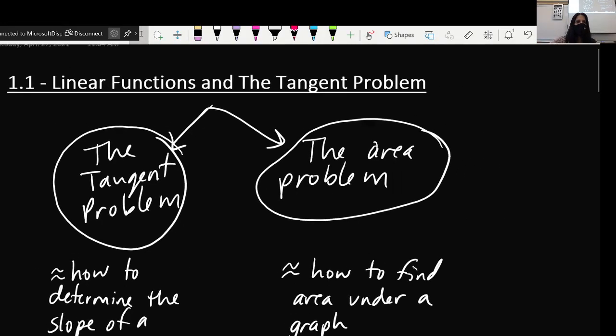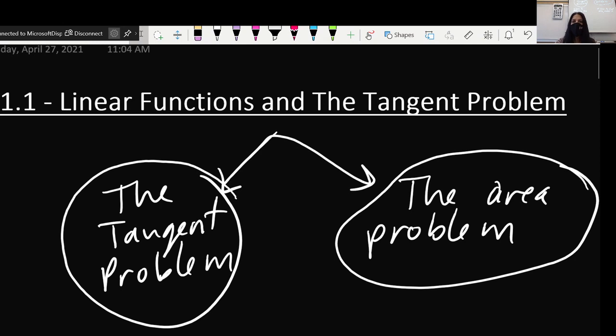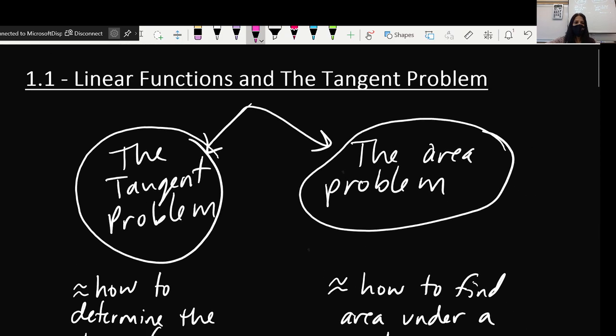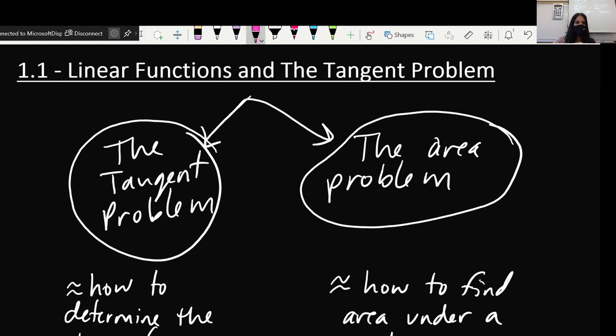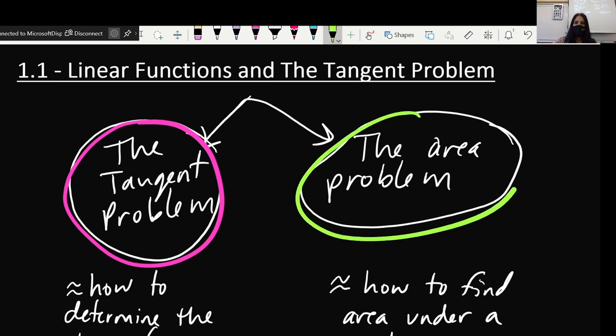We are doing 1.1, which is linear functions and the tangent problem. So basically, just to simplify this a little bit, there's two different things that we could look at when we're talking about calculus or being introduced to calculus. We have the tangent problem, and then we have the area problem. The tangent problem is basically looking at how to determine the slope of a graph, whereas the area problem is how to find the area under a graph.